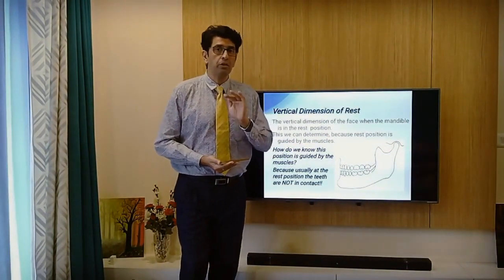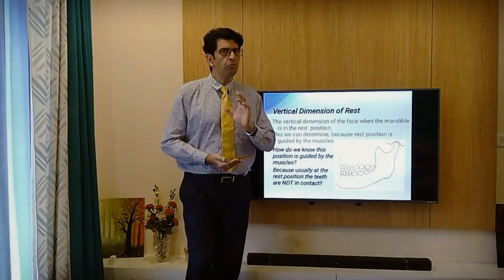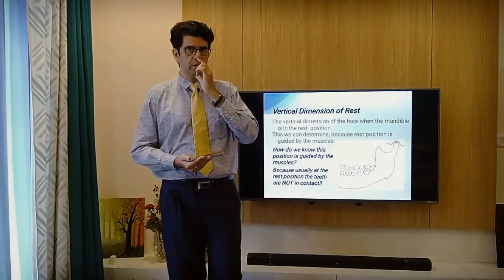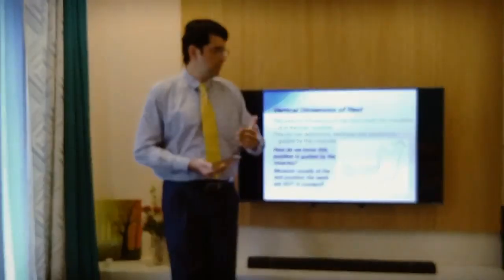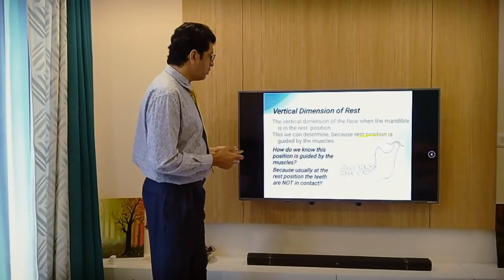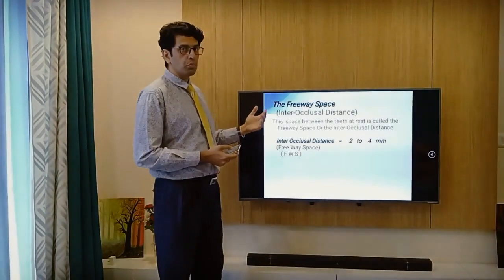Now that space is called the freeway space. So we know if we can measure the vertical dimension of rest and we can reduce this freeway space, we will arrive at the vertical dimension of occlusion. That is basically called Niswonger's method, and that is what we are going to use.